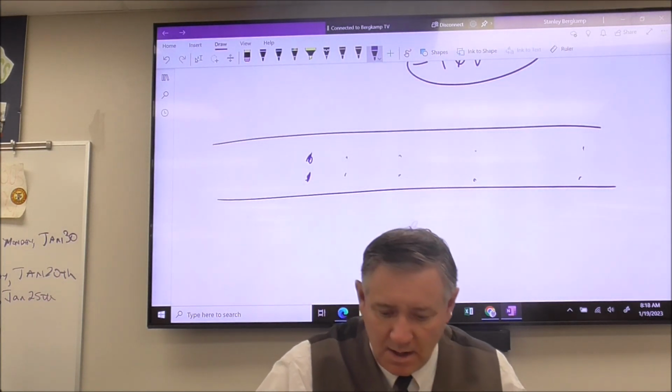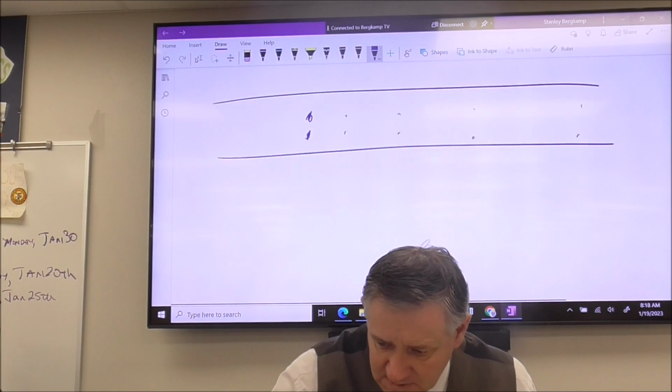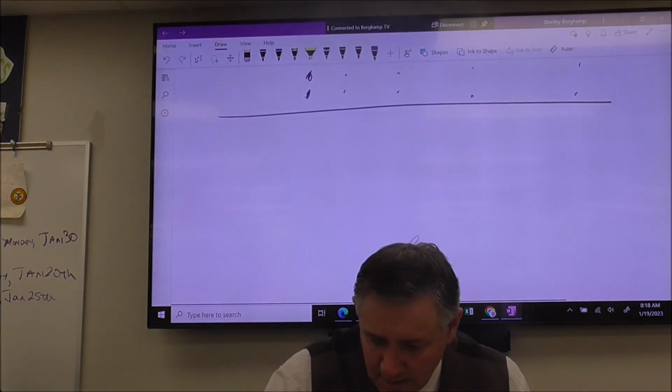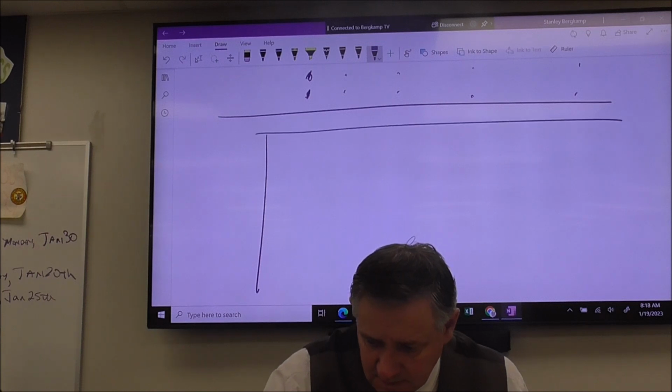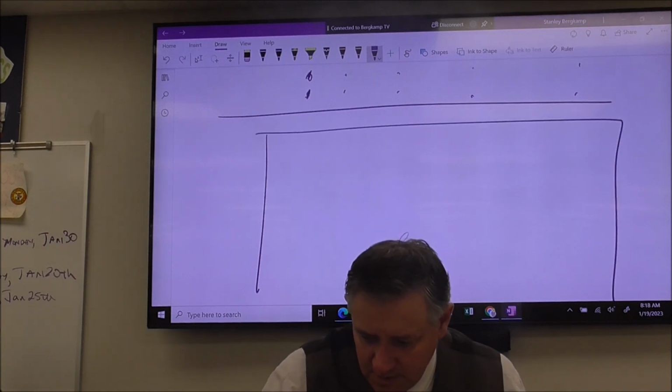So on your data table, here's what you've got. Time measured in intervals. You're going to have 1, 2, 3, 4, all the way down.